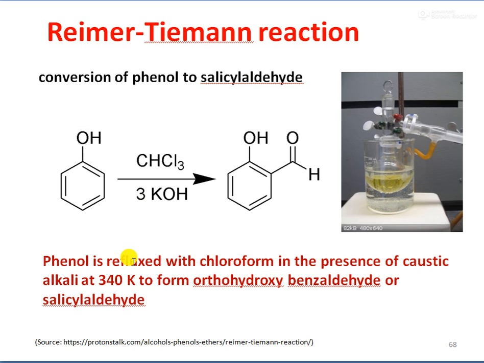So phenol is refluxed with chloroform in the presence of an alkali. It can be NaOH or KOH, a strong alkali. This reaction is carried out at 340 Kelvin to form ortho-hydroxybenzaldehyde, the salicylaldehyde.